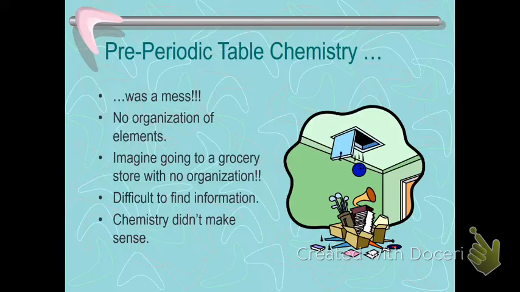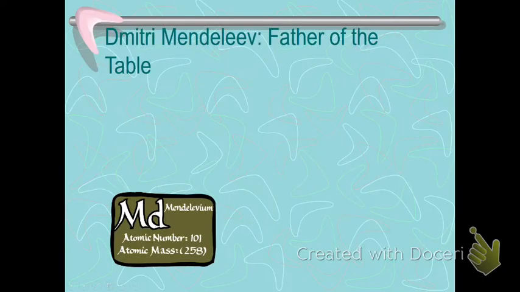It was random. So the father of the periodic table is Dmitri Mendeleev, and there's actually an element named after him, element 101, which is Mendelevium. They gave him that honor. Obviously, by the time that was created, because it's man-made, he was long gone.